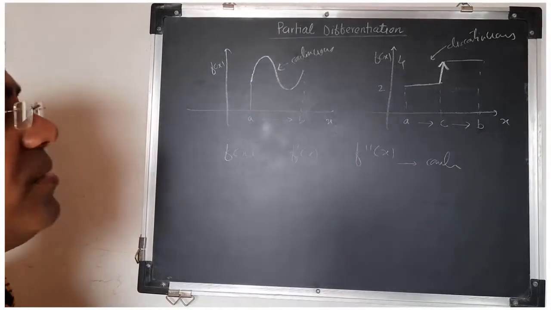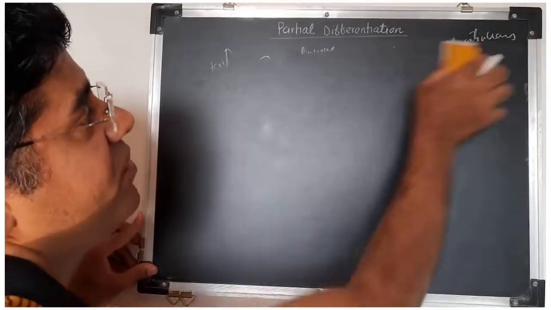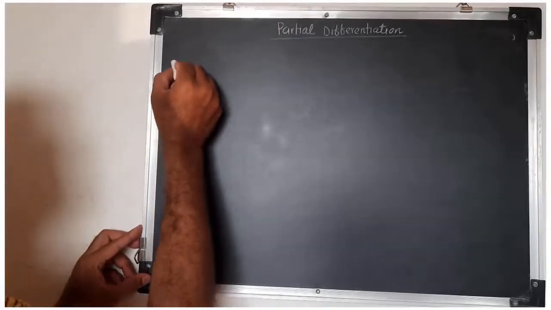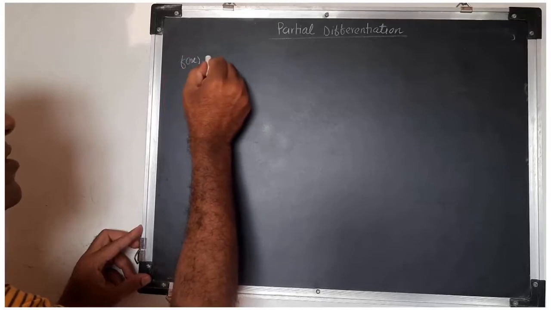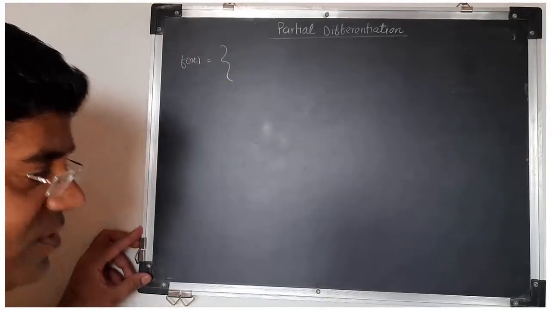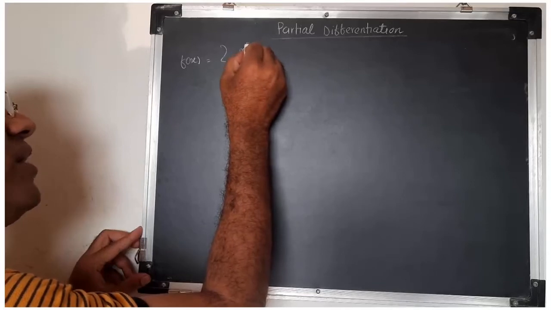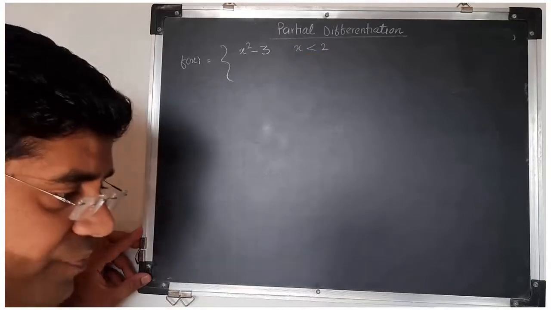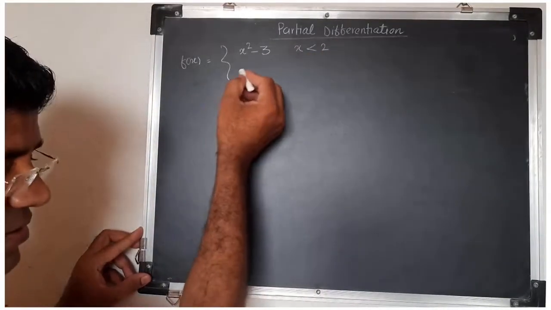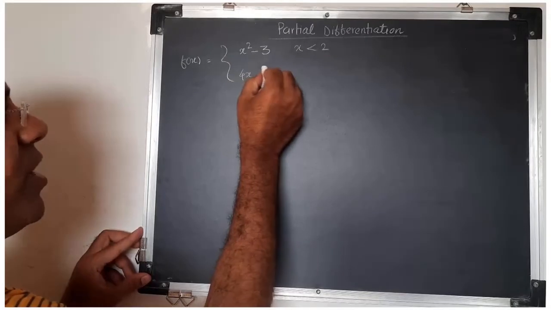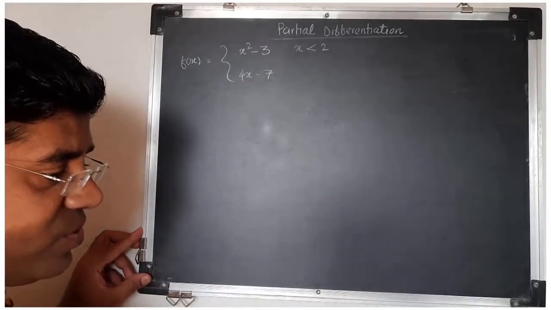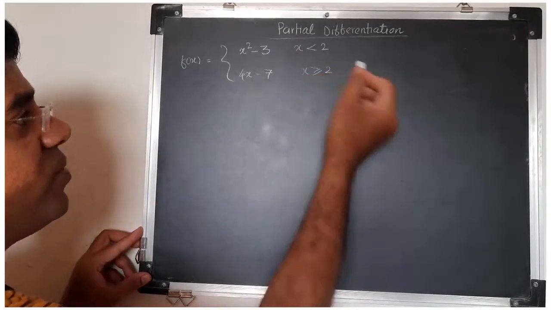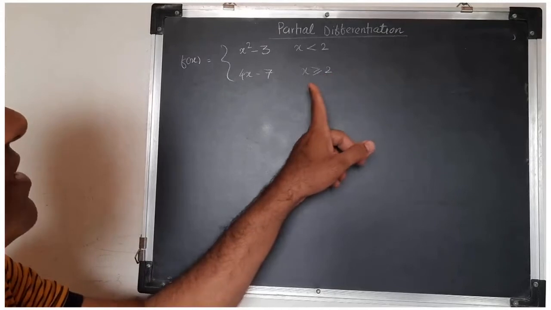So I will take a simple example here and you will understand what we want to say. The first example is f of x, a function which is x square minus 3 where x is less than 2, and 4x minus 7 where x is greater than or equal to 2. Now we have to check continuity first.